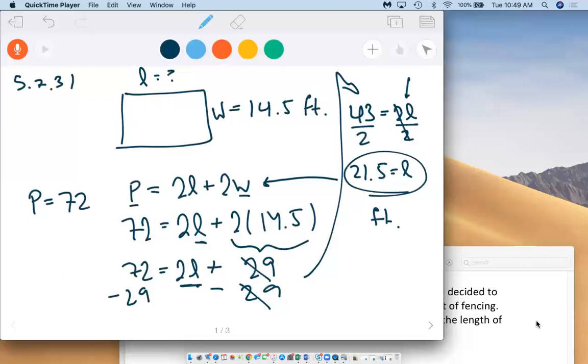Any questions on that one? Do you guys like it when you can see a shape? Does it help you kind of visualize these problems a little bit better?